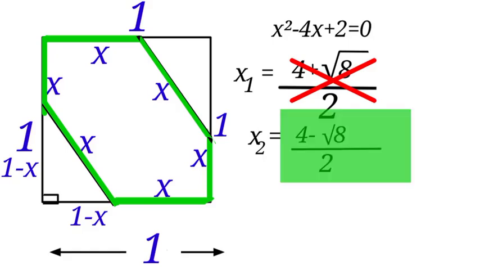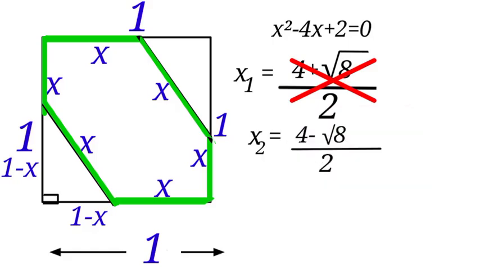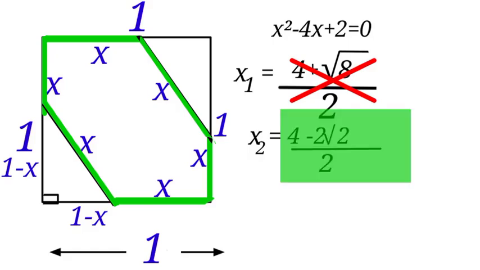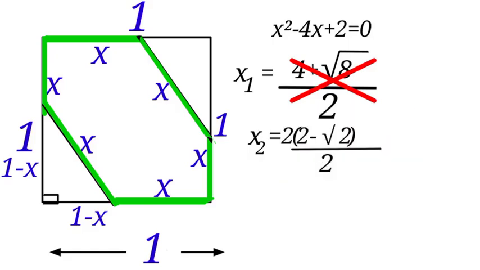So let us check the second one. x2 equals 4 minus 2 root 2 all over 2. Now 2 is common in the numerator. We factor it out, so x2 equals 2 divided by 2, and x2 will be equal to 2 minus root 2. So our x here is 2 minus root 2.